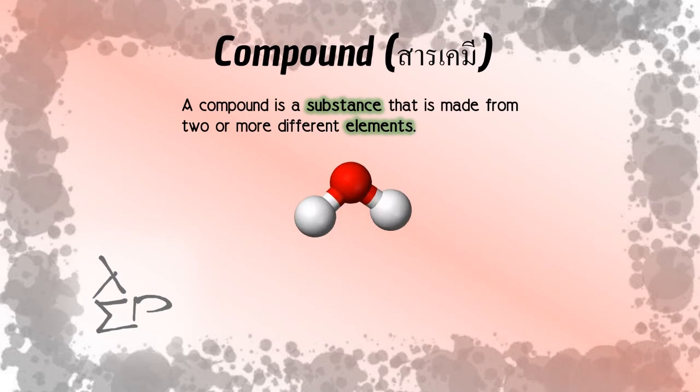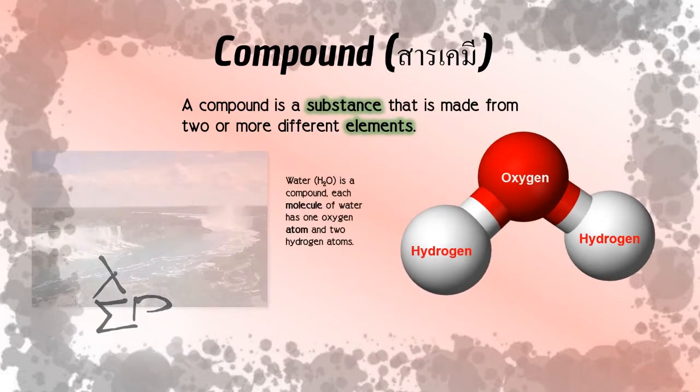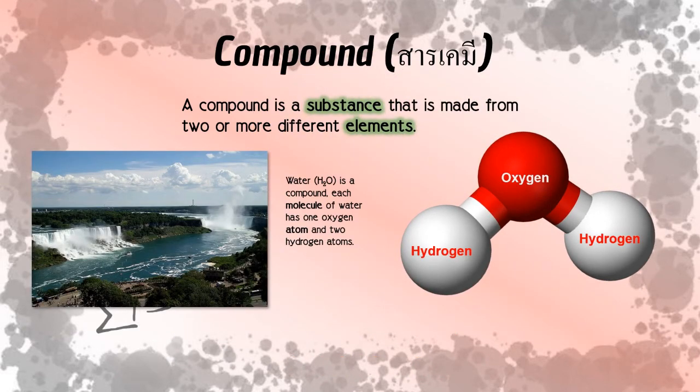Compound. A compound is a substance that is made up of two or more elements. And I'll just ask you before we go on, do you know what this compound is? Have you ever seen it before? Well, this compound is the chemical makeup of water. And water is one of the most common compounds on Earth. It is made of 2 hydrogen and 1 oxygen atoms, and that is why we call it H2O. Compounds are always the same chemically. If it isn't H2O, then it's not water.